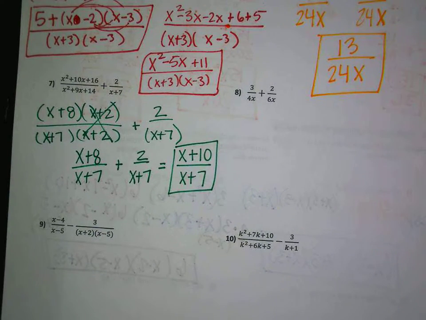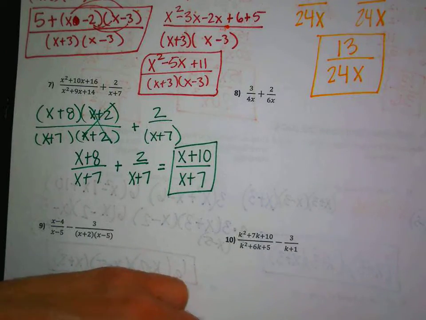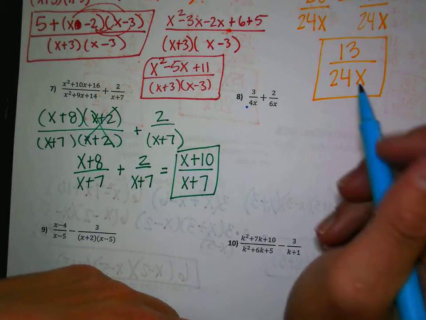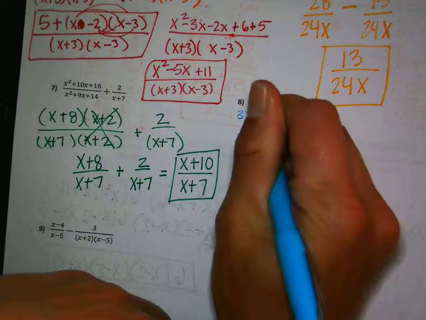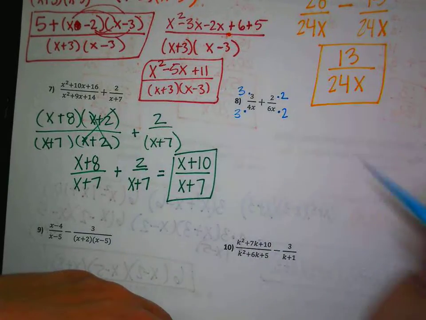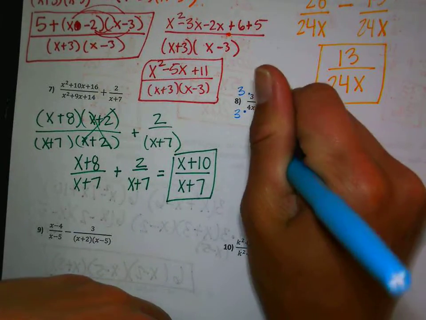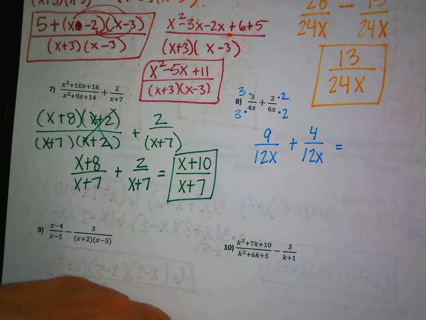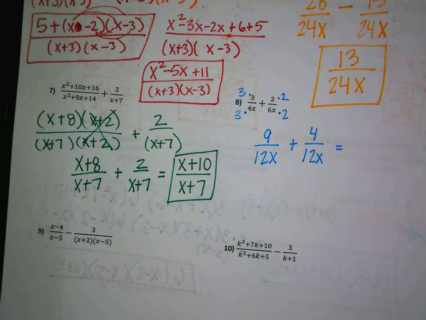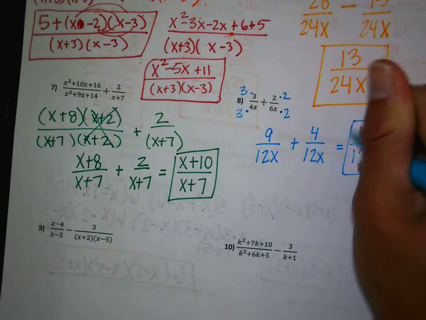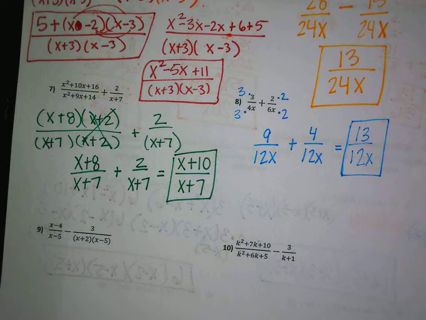Number 8. So number 8, what am I going to try to make both of these numbers into? Small. I can go smaller than that. 12. Yeah, 12. So 4 times what will give me 12? 3. So 3 on top and bottom. 6 times what will give me 12? 2. So 2 on the top and the bottom. So I have 9 over 12x plus 4 over 12x. So you get 13 over 12x. Oh my god, I got it right. I'm gonna cry. Make sense? Right, Lily.